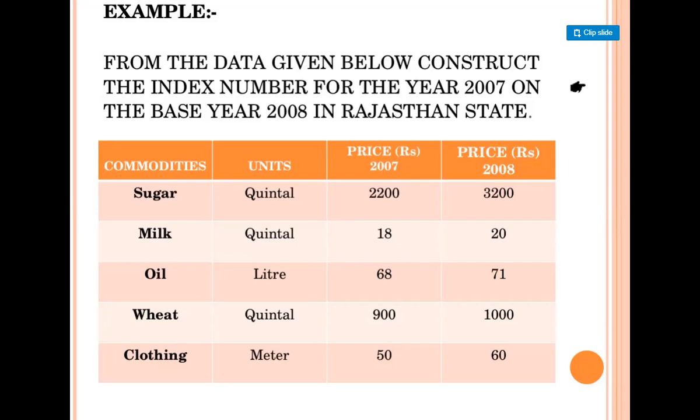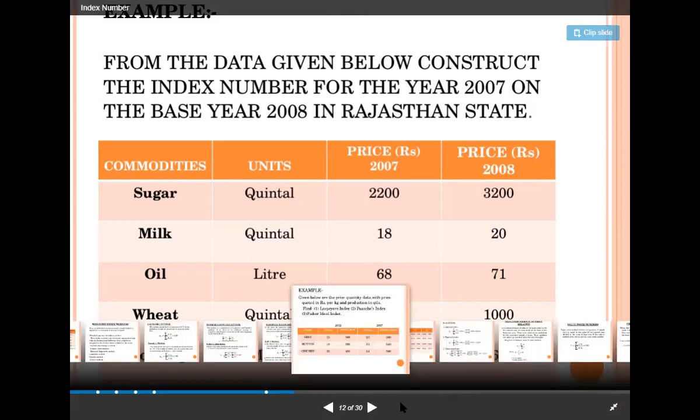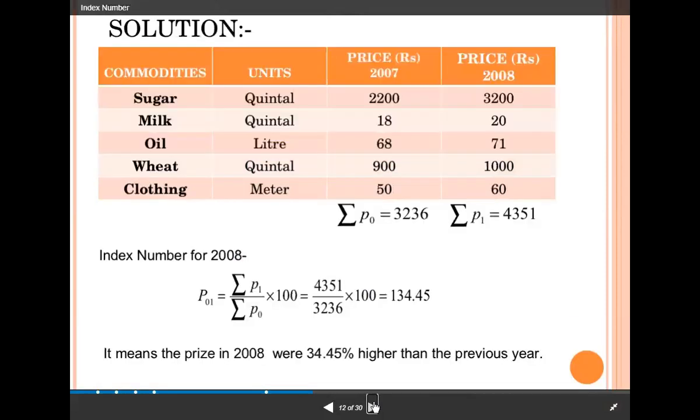Similarly, milk per liter costs 18 rupees in 2007, but in 2008 it is 20 rupees, so it increased by 2 rupees. Oil per liter is 68 rupees in 2007 and 71 rupees in 2008. Wheat per quintal is 900 rupees, and in 2008 it is 1000 rupees. Cloth per meter is 50 rupees in 2007 and 60 rupees in 2008. So this is the data.